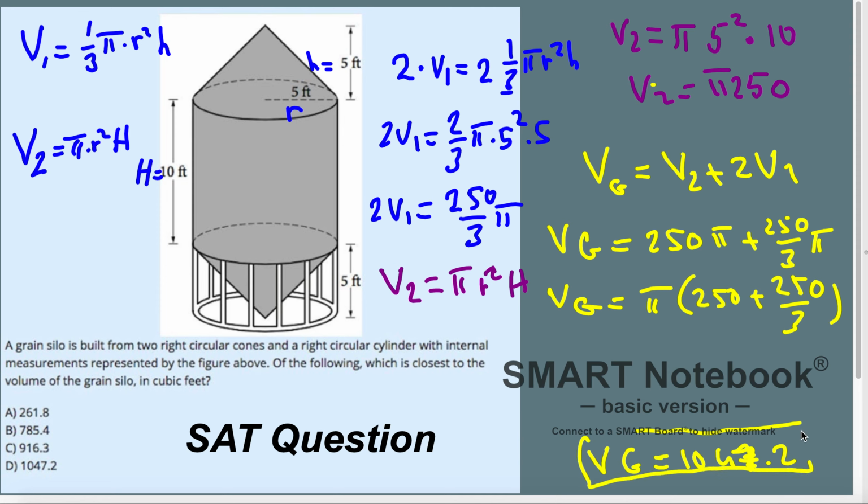And if we look now at the choices, the right answer is answer D. So D is the right answer.